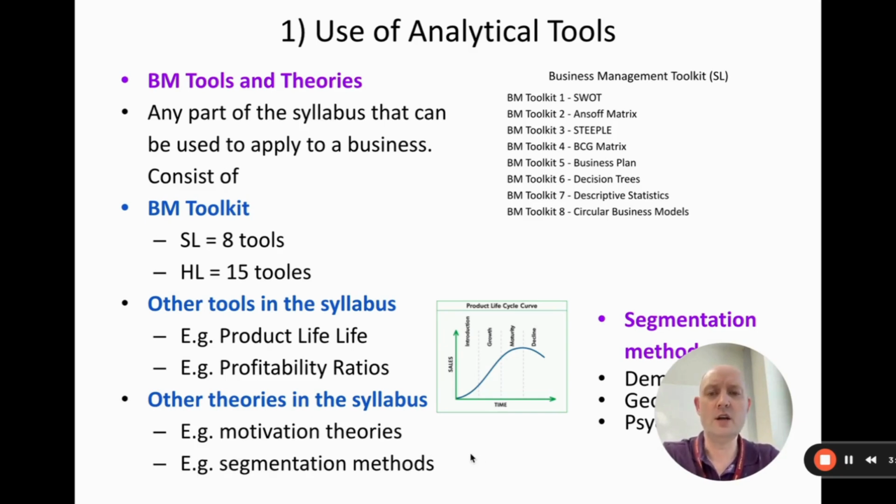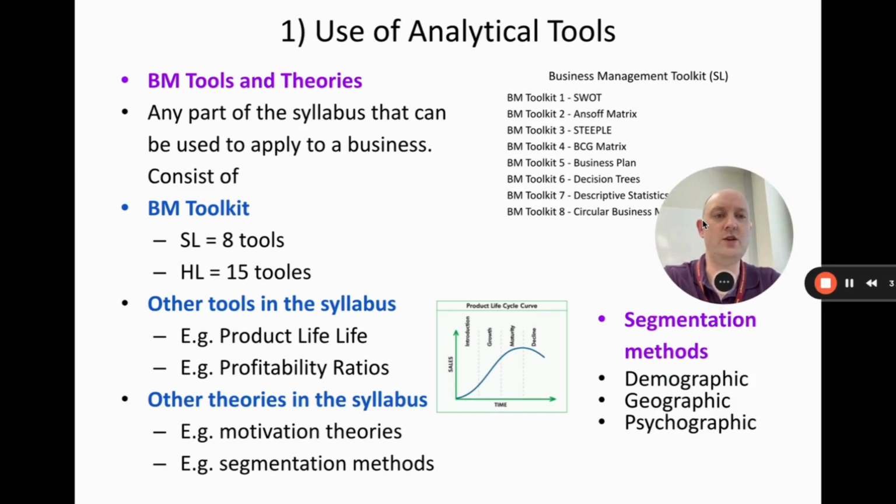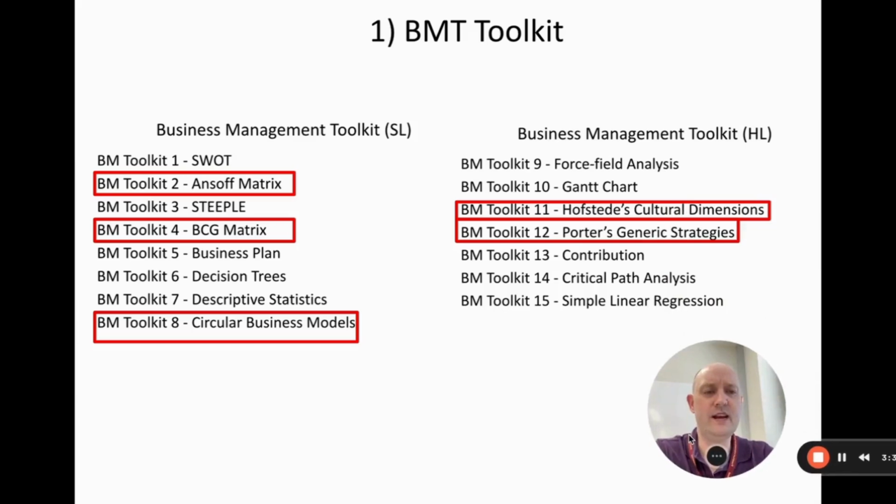But there are other theories in the syllabus. You can see that segmentation methods in the syllabus, you do demographic, geographic, and psychographic, and this is part of the syllabus, and this would count as a tool or a theory, because this is effectively segmentation theory, as it's sometimes called. Another example will be motivation theories, and that's a really, really good one to use. There's loads of motivation theories you study, and these can help you answer a research question. So bottom line here is that it's not just a toolkit, it's effectively any part of the syllabus, and it can be visual, can also be non-visual.